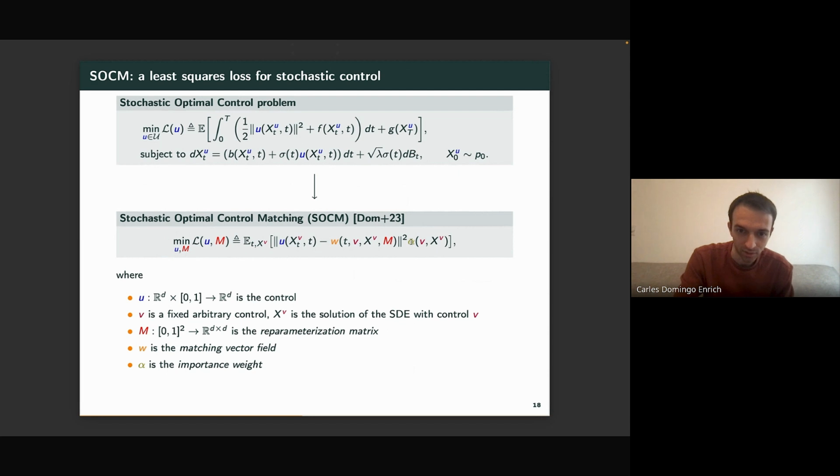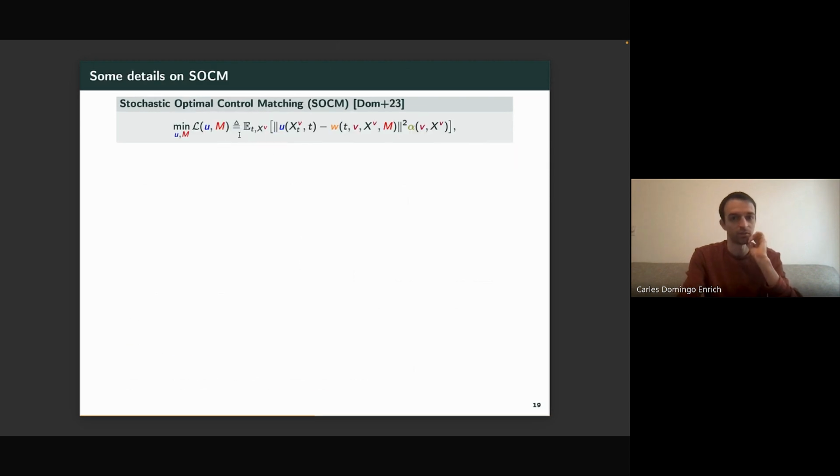Alpha is just some importance weight that we need to have later on, in later work. It turns out that you sometimes don't really need alpha, and it actually does better. But to have the whole theoretical guarantee, alpha should be there. I'm not giving the expressions of W and alpha here; I'll give them later on. Just let me say that they depend, of course, on the costs F and Z, and on lambda and sigma, so the noise schedules. So that's formally SOCM, and I'll get back to it. For now, let me give you some more details on it.